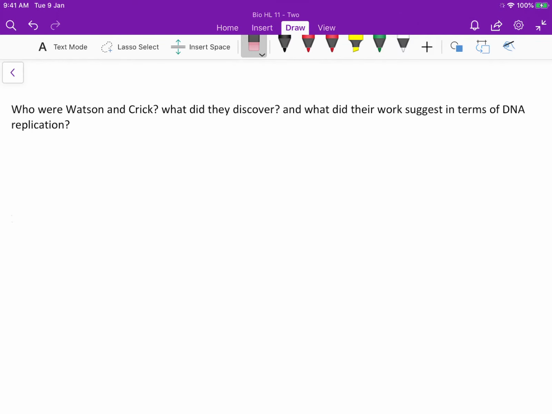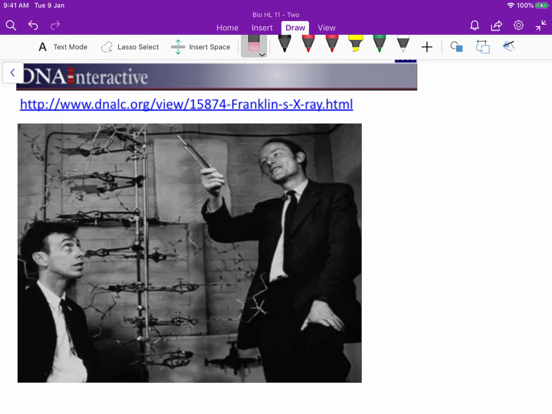So who were Watson and Crick? What did they discover? And what did their work suggest in terms of DNA replication? Well, here they are. They were two scientists who were working, hoping to discover the structure of DNA. And they were working with cardboard cutouts, using modelling in order to try and develop their structure. And they used the X-ray crystallography picture, and they used Chargaff's ratio.